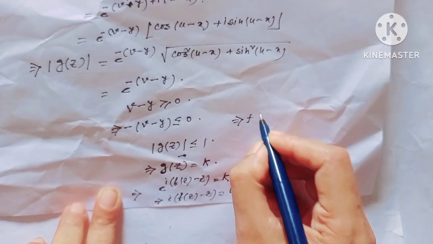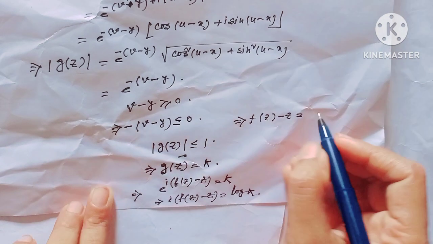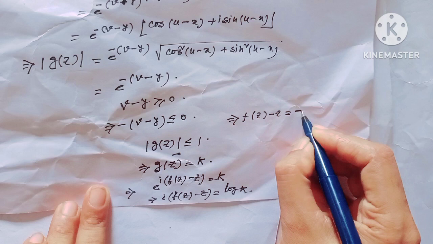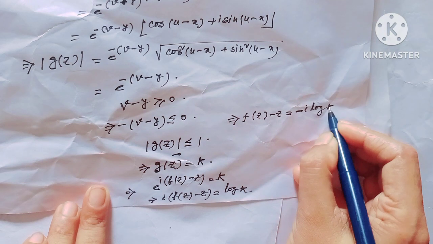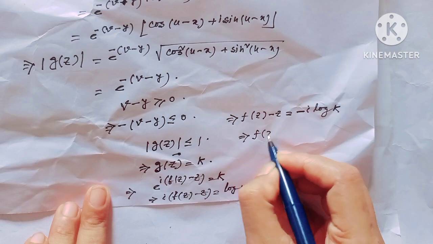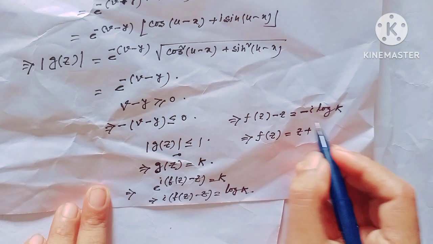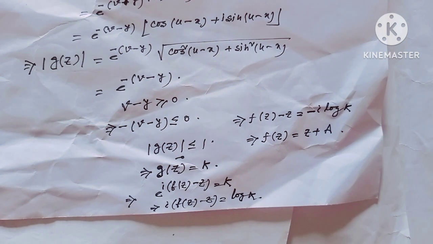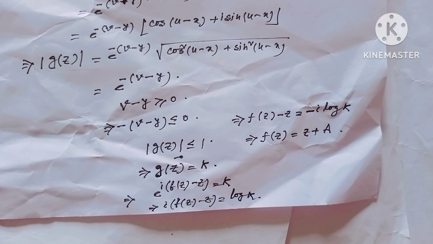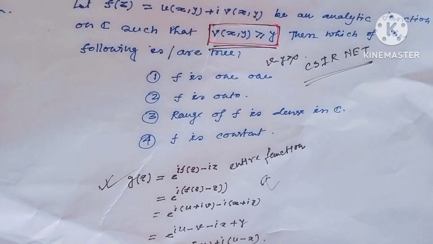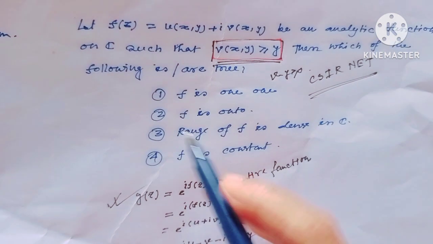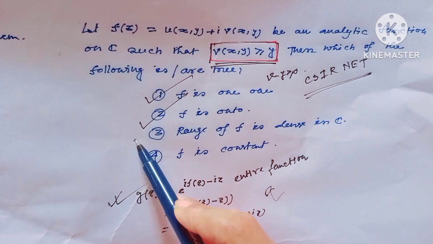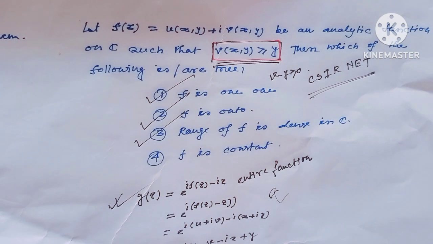That implies f(z) minus z is equal to minus i log k. So that implies f(z) equals z plus, consider this constant minus i log k, as a. So obviously this is a polynomial of degree 1. The image of f is a polynomial of degree 1. So f is one-one, f is onto, and the range of f is dense in the complex plane. I hope all my viewers have understood this question.